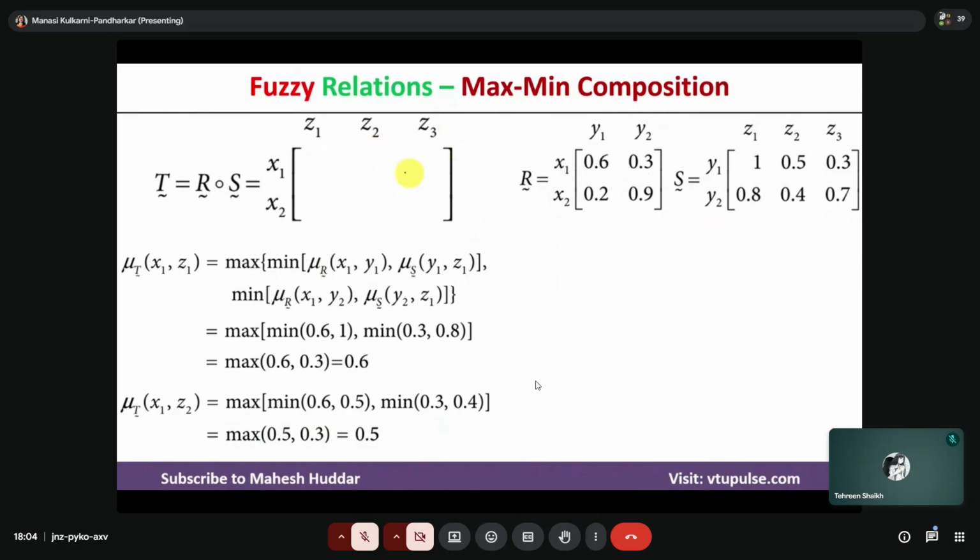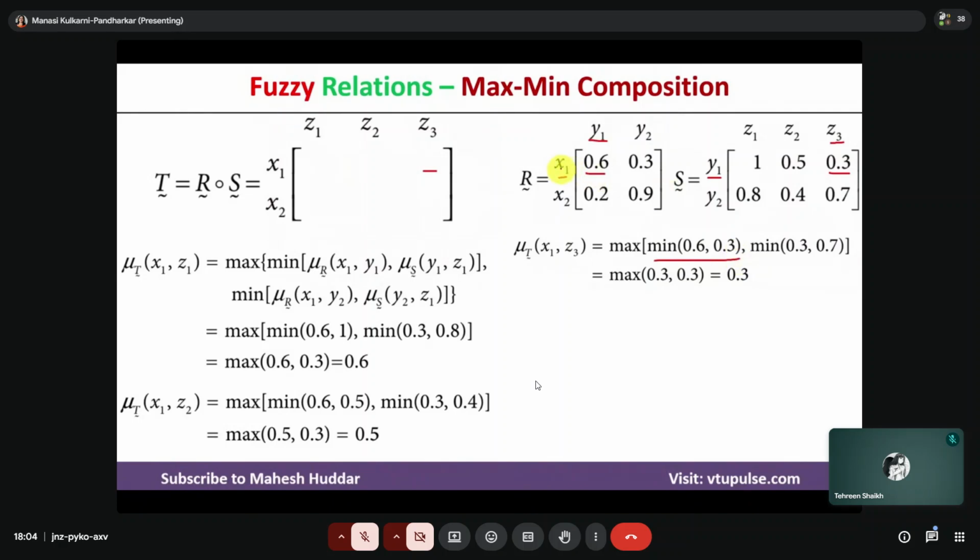Now we will continue with the next one, that is how to calculate the membership value of x1 z3 here. We have to start at x1 and then we need to end at z3 here. So we will start at x1 here and then we will go to y1. What is the value we have? 0.6. We will start at y1. We will go up to z3. What is the value we have here? 0.3. Between these two, we need to get the minimum here. So that is what I have written here.